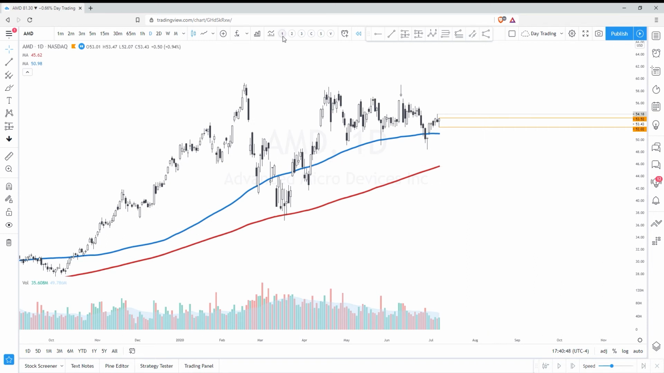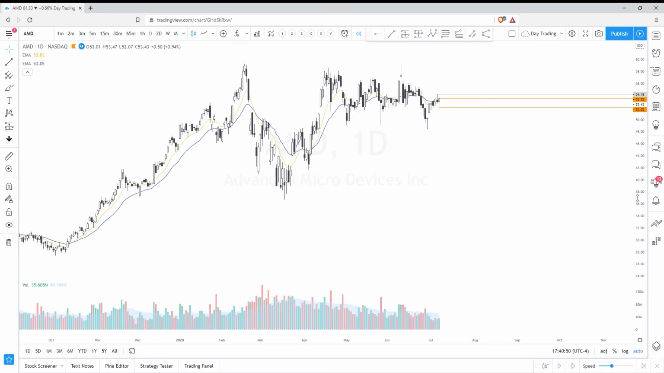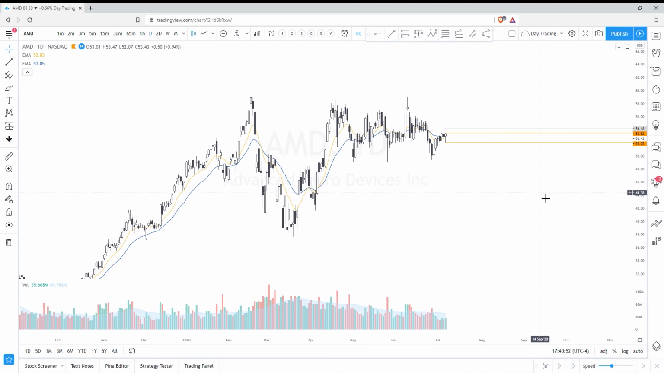So we'll also take a quick look at the exponential moving averages, or the EMAs. These are two pretty fast EMAs. This is the 10 and the 21.